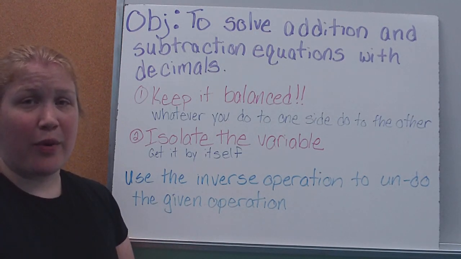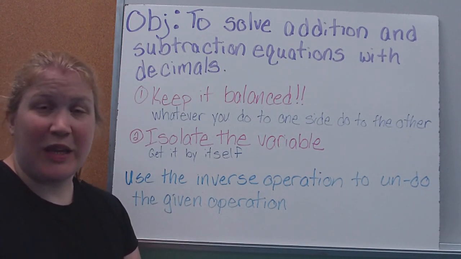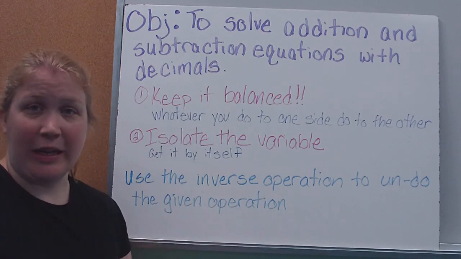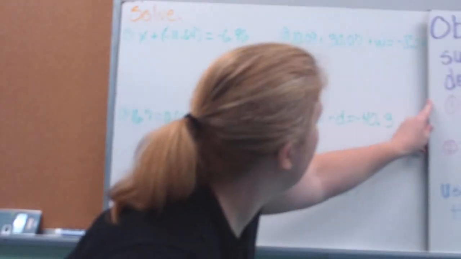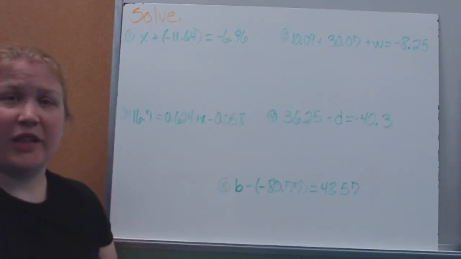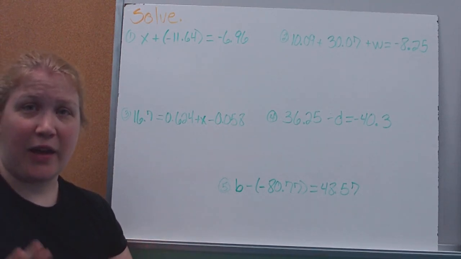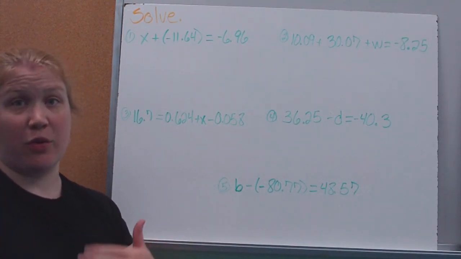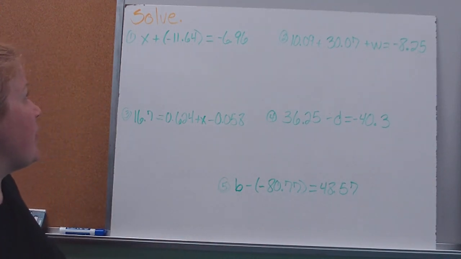The other thing we want to remember is that we are using inverse operations here. We want to undo what's being done to the variable. That's how we're going to get it by itself. So we're going to take a look at a few examples here. And again, if you wanted a more detailed how to solve equations, go back and rewatch the original equation videos. Here I'm just going to briefly review it, and we're going to go into it.